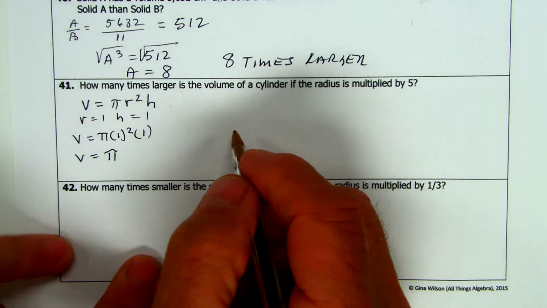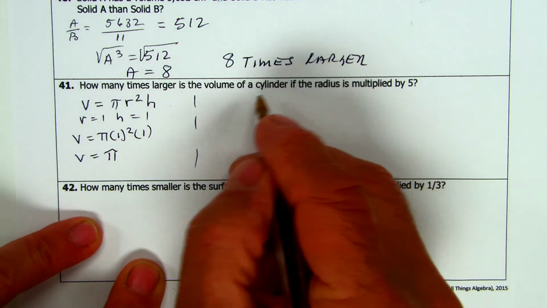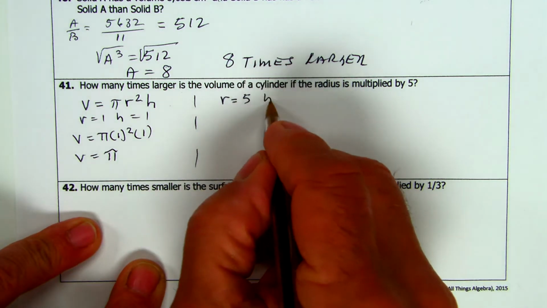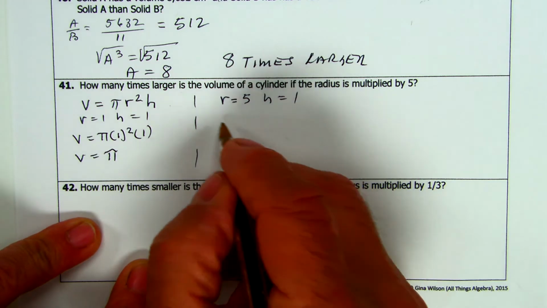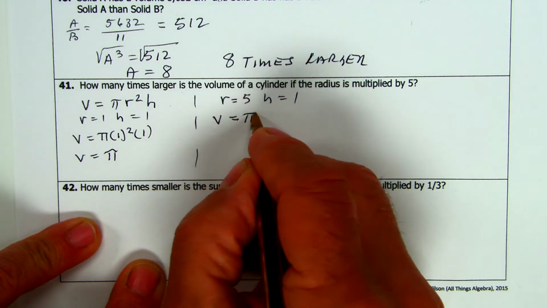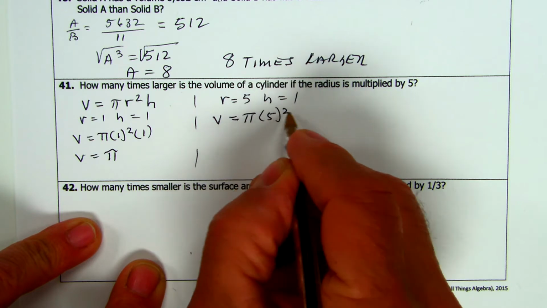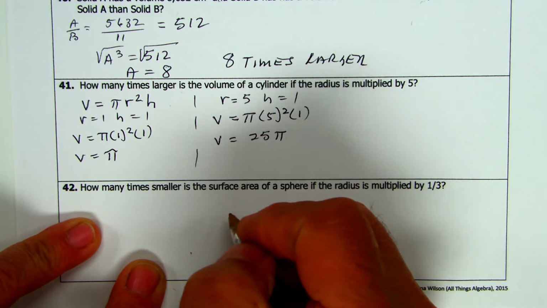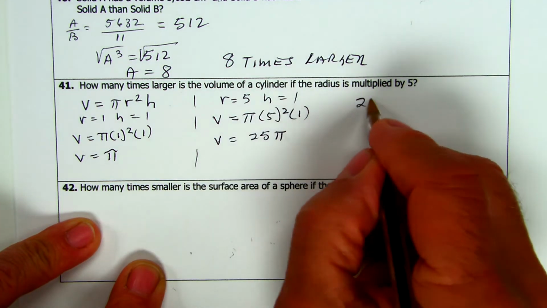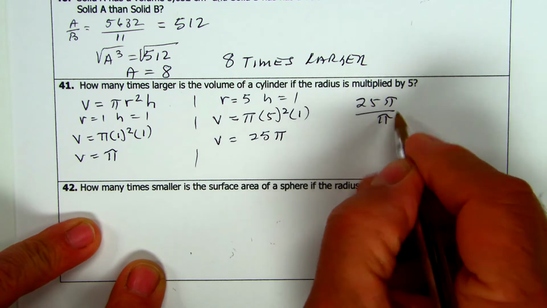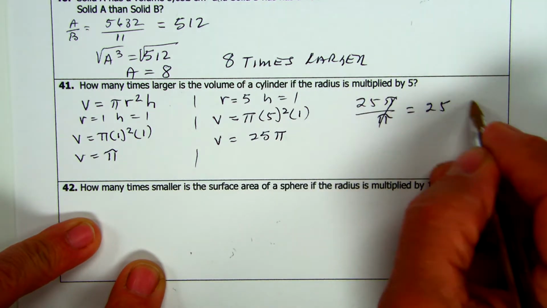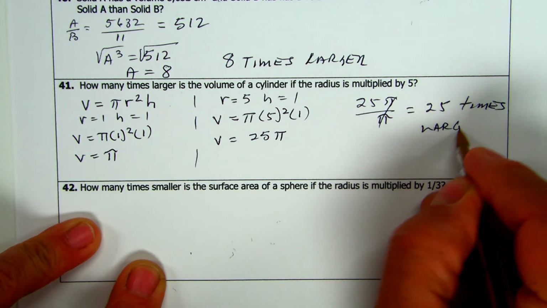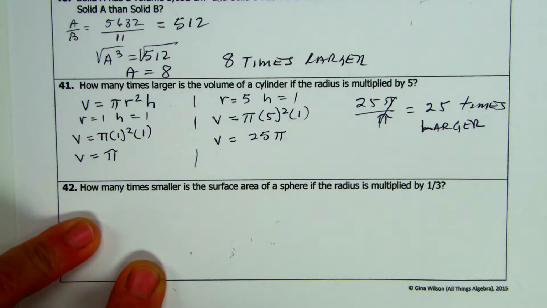Okay, now let's look at the other case. This other case here, we're assuming that the radius is 5, multiplied by 5. The height is still 1. And let's see what the volume is. The volume is equal to pi times 5 squared times 1. So the volume is equal to 25 pi. So now, if we look at this, 25 pi over pi, it's 25 times larger. 25 times larger.